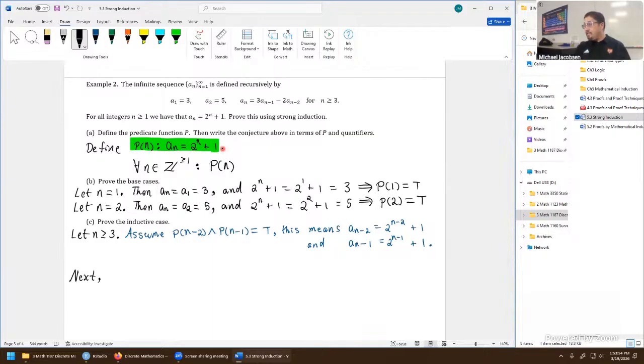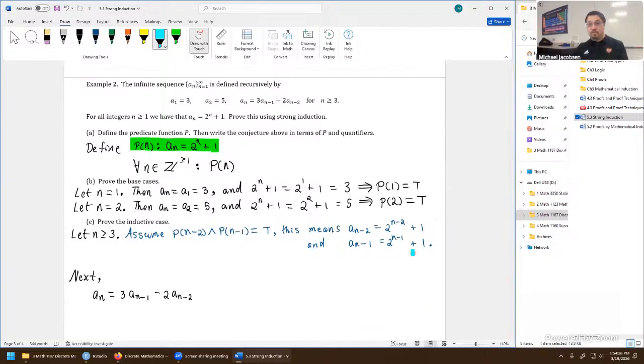So we'll say a sub n equals... we can't put that in yet. That would be circular logic, so we have to go to the definition. It's valid for n greater than or equal to 3, but we assumed that, so we're on the right track. a sub n is 3 times a sub n minus 1 minus 2 times a sub n minus 2. So that's just the definition of the sequence.